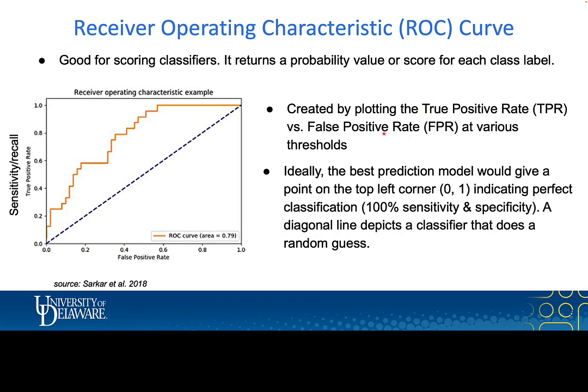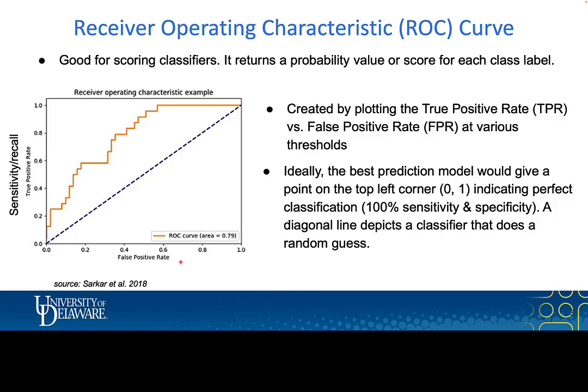The receiver operating characteristic curve is a visual representation of the model performance across all different thresholds. It's good for scoring classifiers, as it returns a probability value or score for each class label. The ROC curve plots the true positive rate, which we indicated is called sensitivity or recall, versus the false positive rate at various thresholds. The false positive rate is also known as false alarm, determining the total number of incorrect positive predictions among all negative samples.